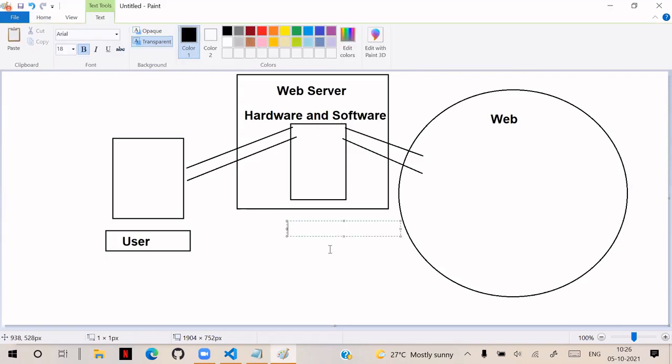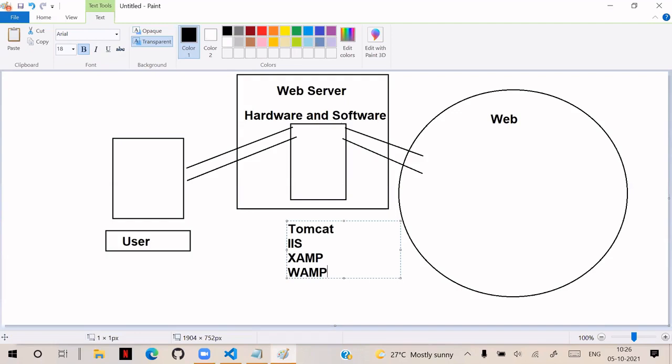Like we have Tomcat, like we have IIS, like we have XAMPP servers, like we have WAMP servers. So many types of servers are present. I will explain them in detail one by one. So web server resembles both hardware and software.